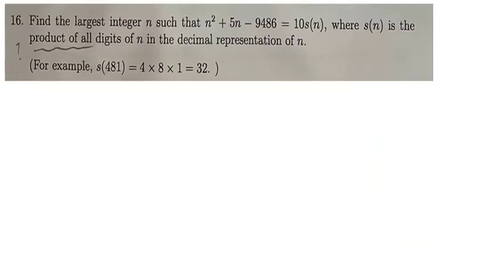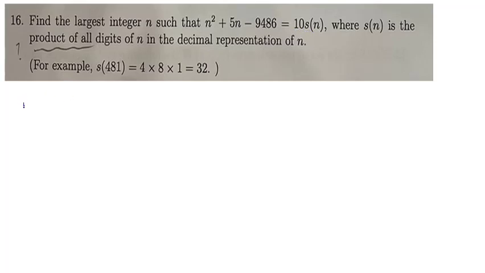Problem number 16. Find the largest integer n such that n squared plus 5n minus 9 for 86 equals 10 times s of n, where s of n is the product of all digits of n in the decimal representation of n. For example, s of this is this. For large n, the left side will be greater, and the right side cannot be a great number. So I want to say s of n is at most what?